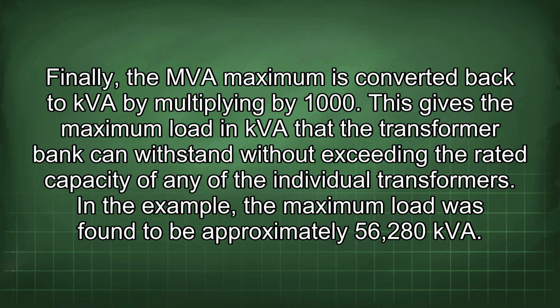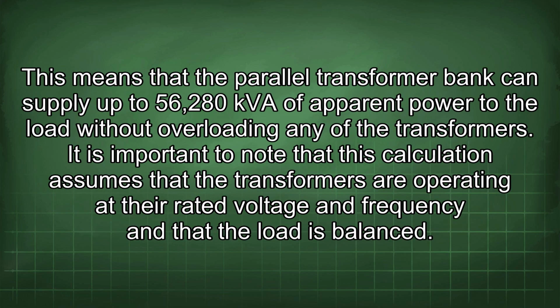This gives the maximum load in kVA that the transformer bank can withstand without exceeding the rated capacity of any of the individual transformers. In the example, the maximum load was found to be approximately 56,280 kVA. This means that the parallel transformer bank can supply up to 56,280 kVA of apparent power to the load without overloading any of the transformers.